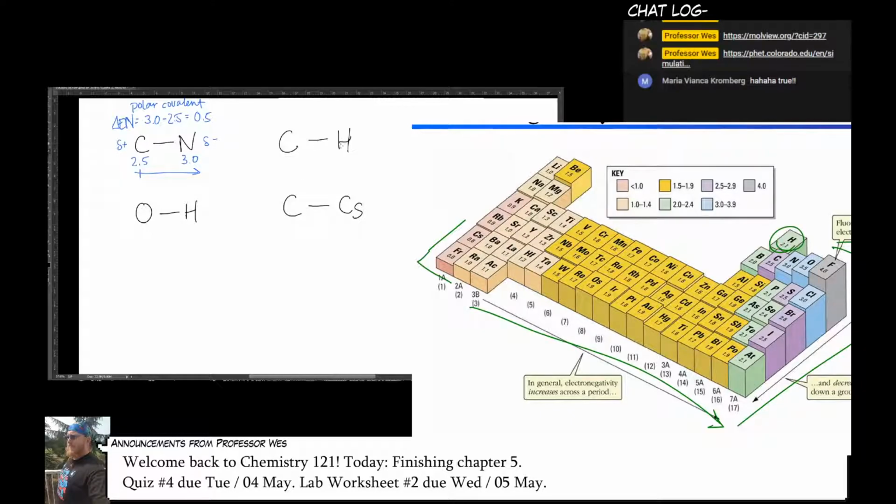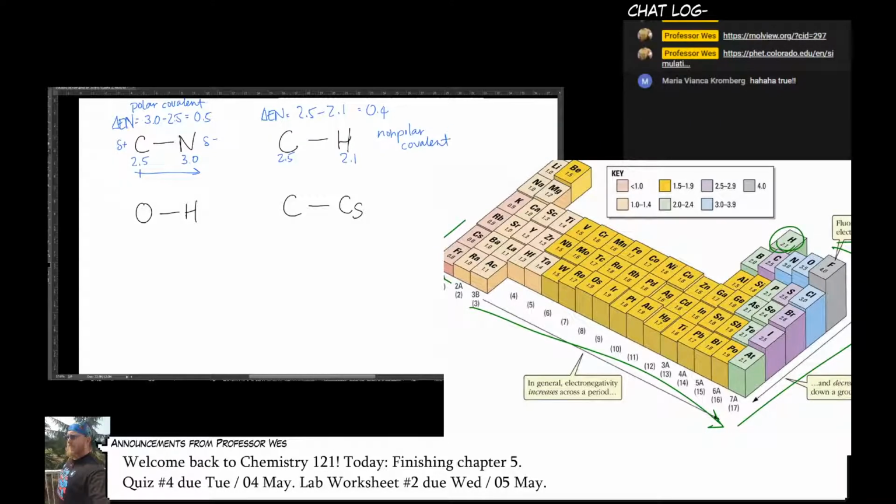For this one over here, CH, the difference here is 0.4. We're going to call that nonpolar covalent. If it's nonpolar, we don't draw any symbols. It's not polar, right? Oh, you can't see that because this is in the way. There we go.